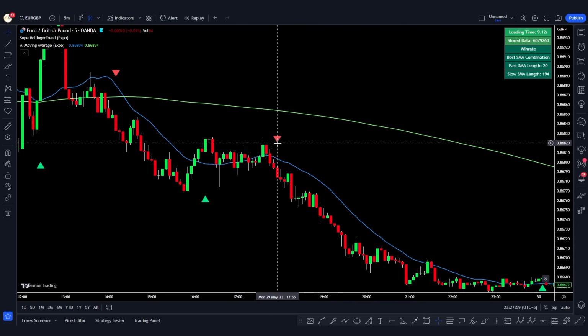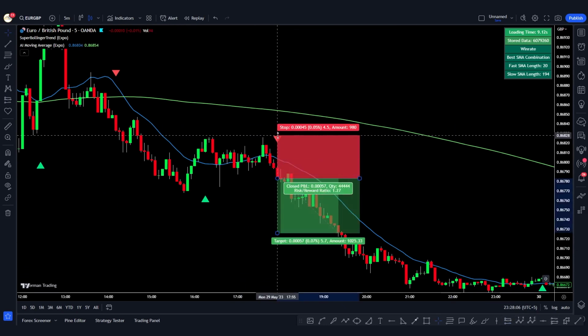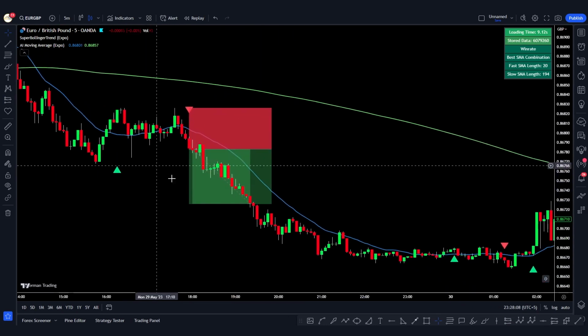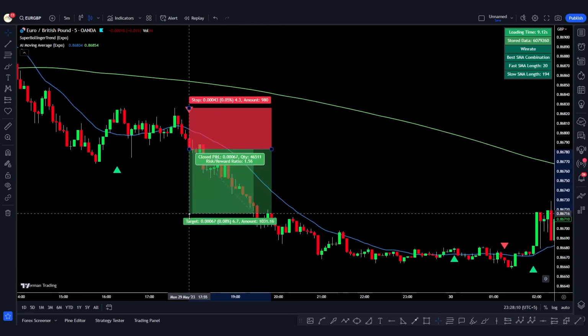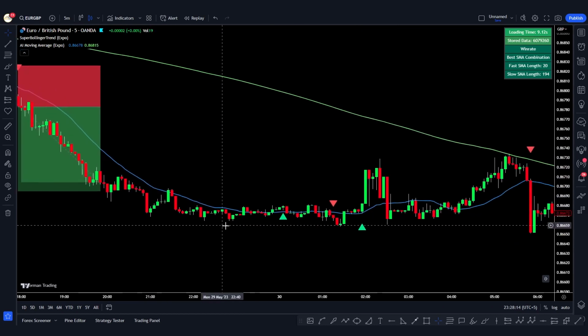So we're going to go ahead and take a short position at the close of this candle here, and again we're going to optimize our strategy for 2:1 ratio. So we're going to put our stop loss above this swing high, and we're going to target 2:1 ratio, which you can see gets easily met here. And also we're going to look for any other signal.